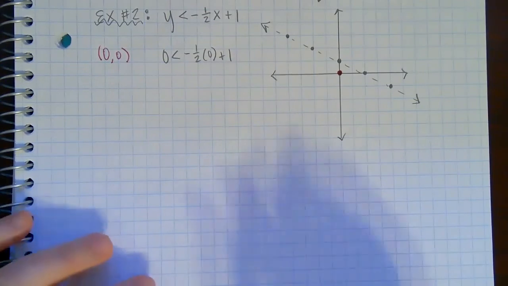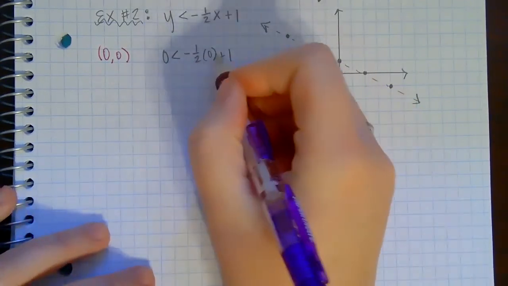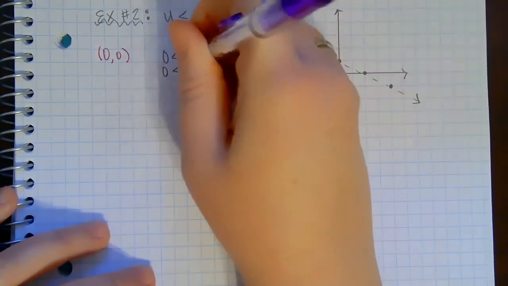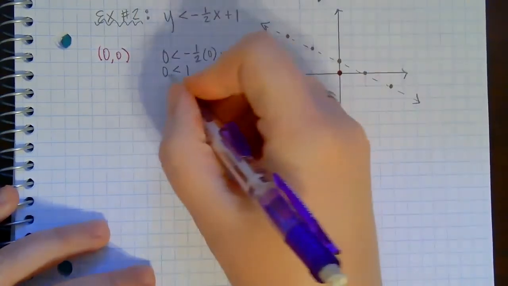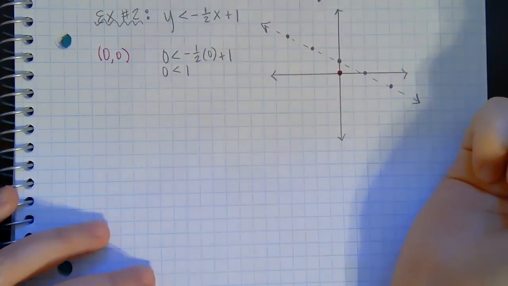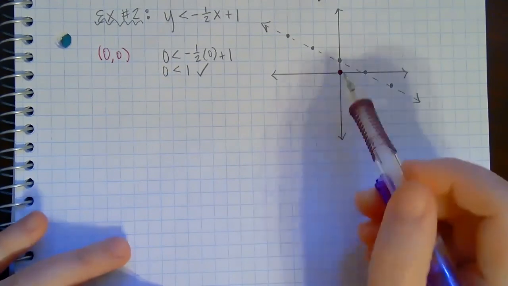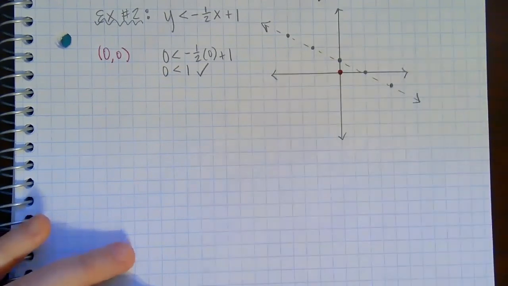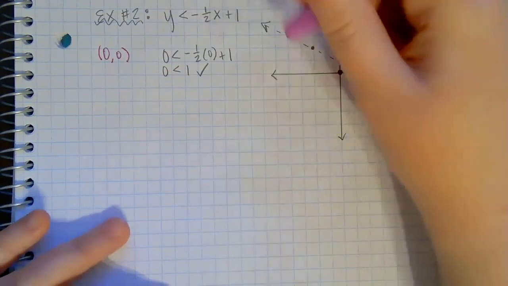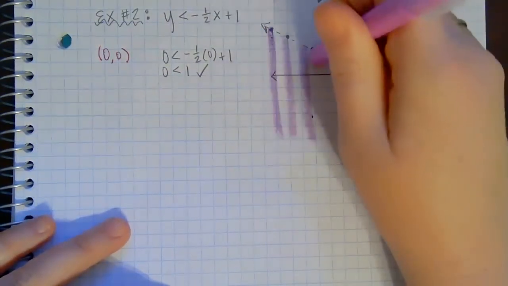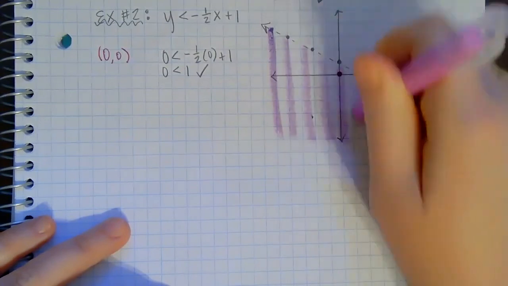-1/2 times 0 is just 0. That's why I always use that, because it makes it easier. So I'm just left with 1 then. Is 0 less than 1? Yes, 0 is less than 1. That's a true statement. So I'm going to shade on the side of the graph where 0, 0 is. I'm going to do all of this down here where the 0, 0 is, underneath the graph.